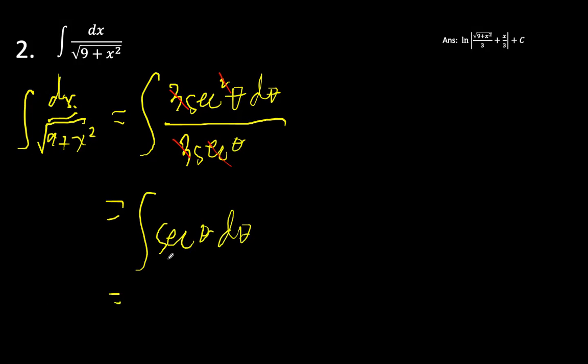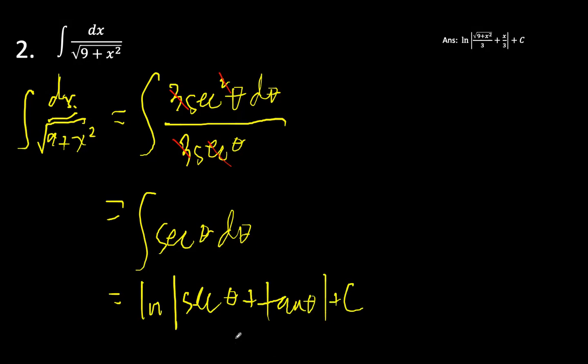But the question is, can you remember a direct formula for the integral of secant theta with respect to theta? There is, and we have already discussed this under trigonometric integrals. The integral of secant theta d theta is equal to the natural logarithm of secant theta plus tangent theta plus c.